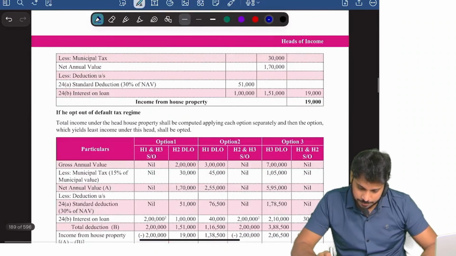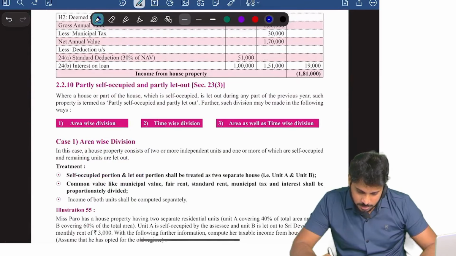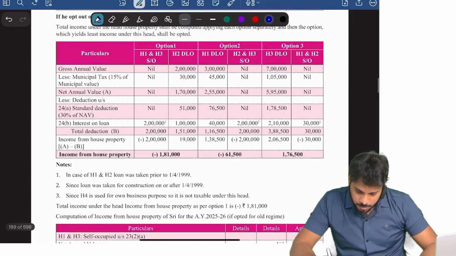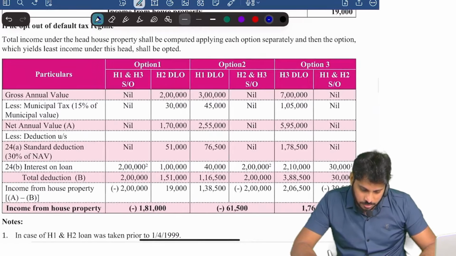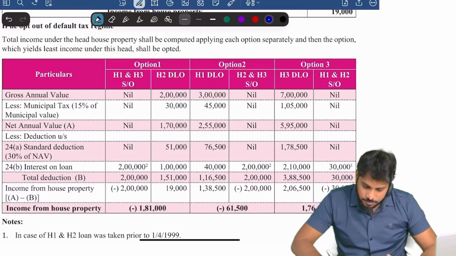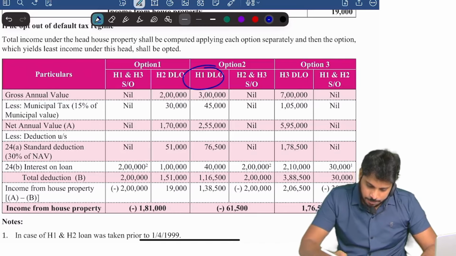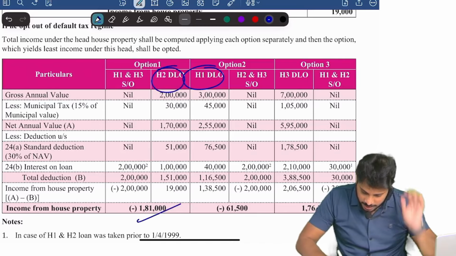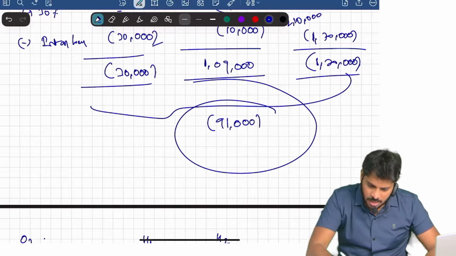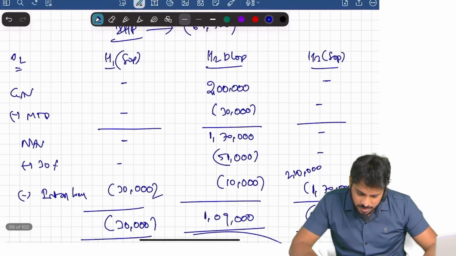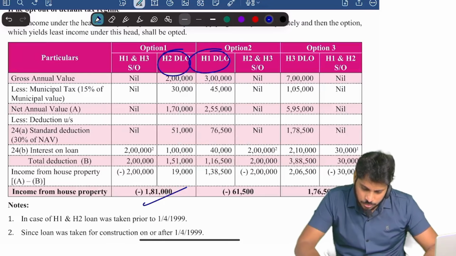Oh my god, how did they give? Did we compute it correctly? Option 2 is what? House 1 DLOP. Option 1 is what? House 2 DLOP. And they said option 2 is only house 2 DLOP. That is correct. But why we got a different answer? You see how they said house 2 DLOP.